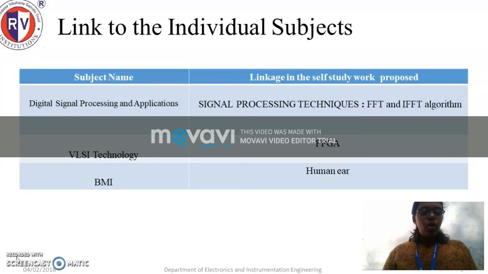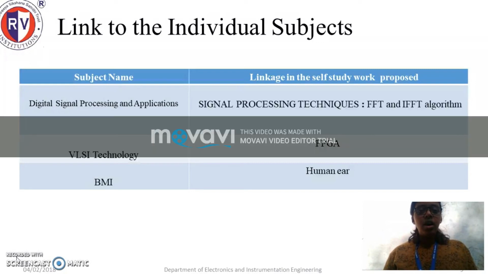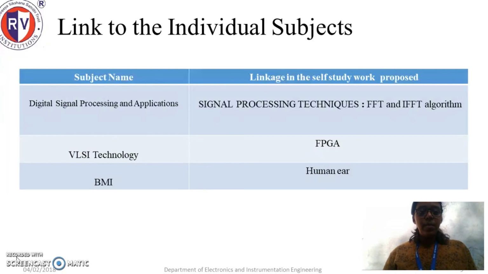The subject names are digital signal processing and applications, VLSI technology and BMI. In digital signal processing, we are using signal processing techniques like FFT and IFFT. In our project, we are giving a simulation using MATLAB with the FFT and IFFT technique. In VLSI technology, we are using an FPGA, which is used to implement the hardware. And the human ear is what we are using for the BMI. Thank you.